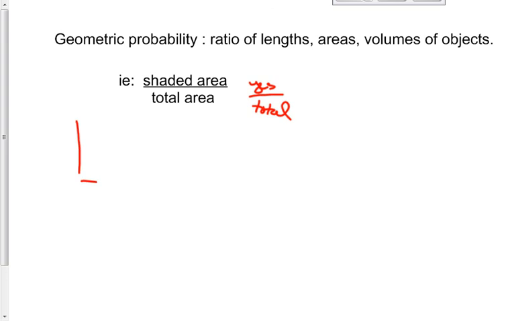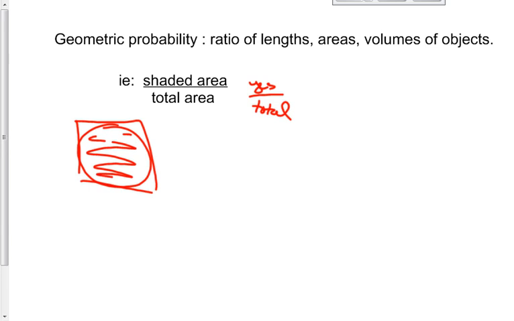Okay, so you could have a square with a circle on the inside, and the circle might be shaded. What would be the chance that you throw a dart and you're going to get it on the inside of that shaded circle? So you would be doing the shaded circle area, in which case you need to remember your circle, pi r squared, and then the outside would be the square, length times width, and you would calculate that way, and they'll give you the dimensions that you're looking for.